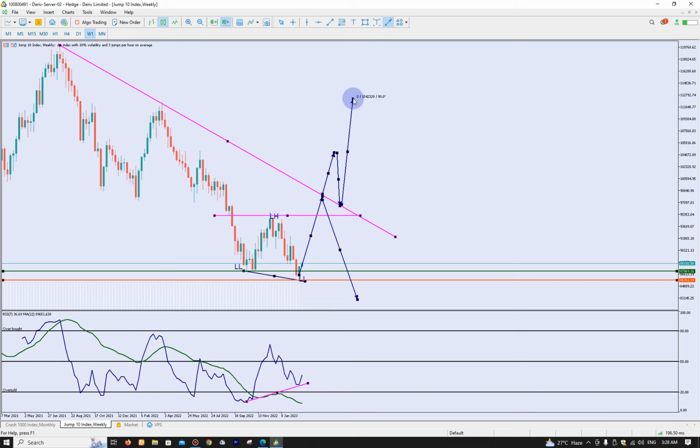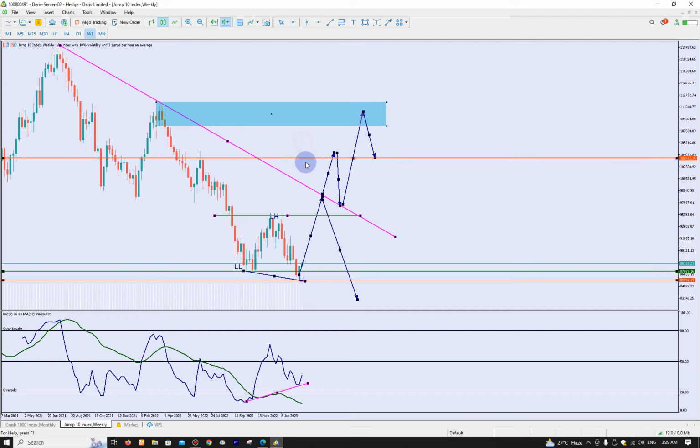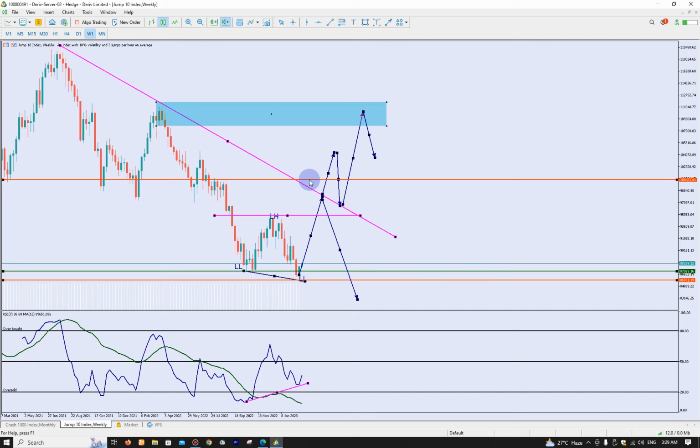Price moves to the upside to this supply zone. This is the supply zone here. Price moves to the upside to this zone and does a rebalance, something like this. Look for a strong zone like this. You'll have multiple rejection. Price could come down here, then continue to the upside.